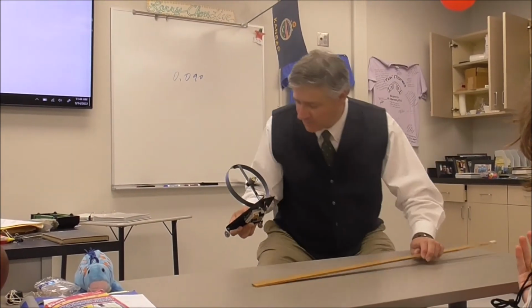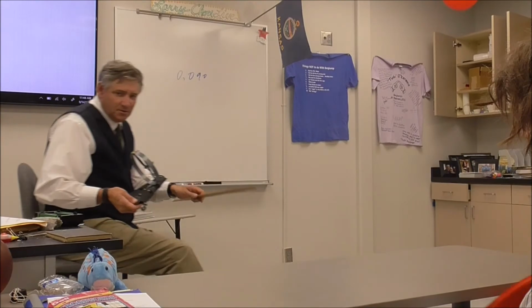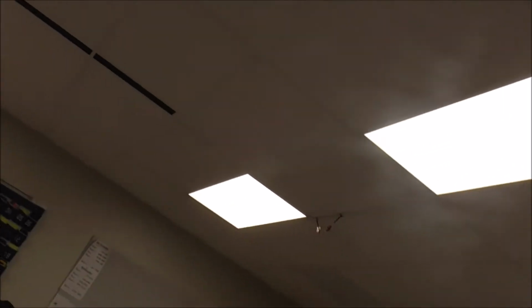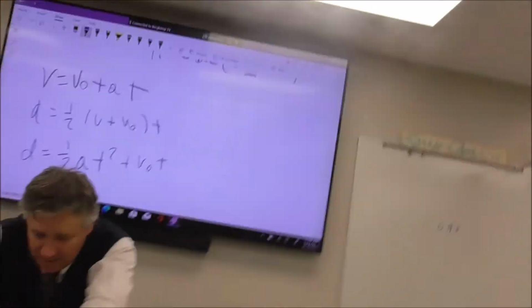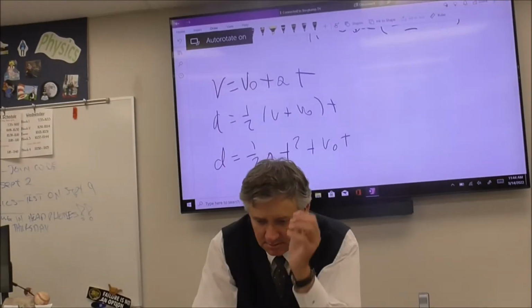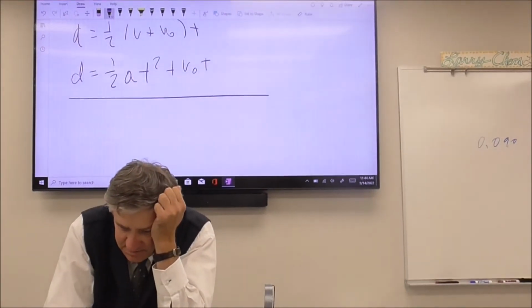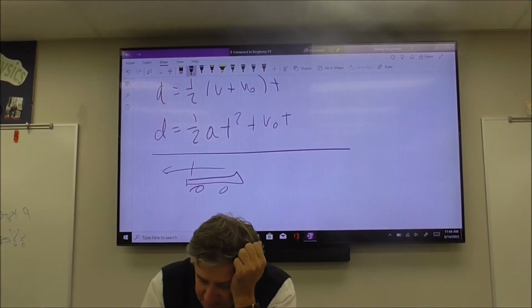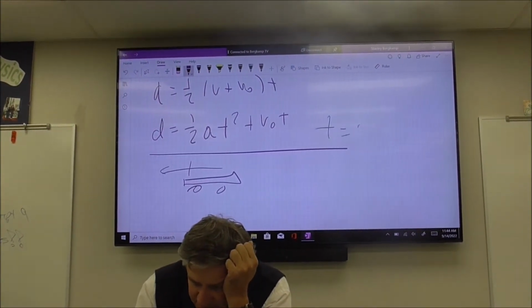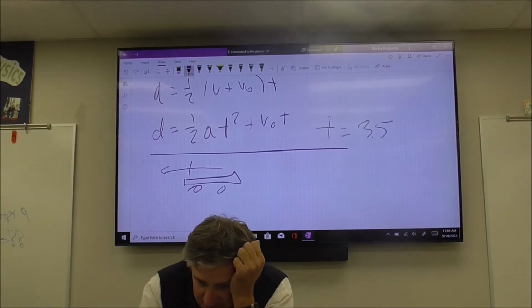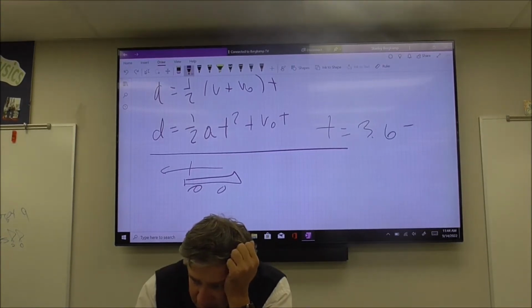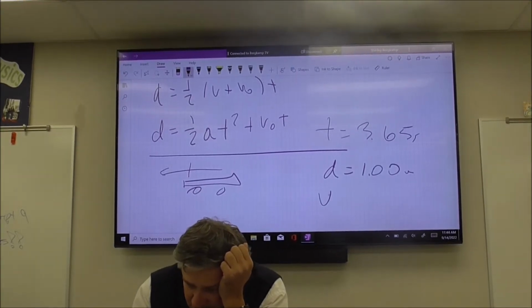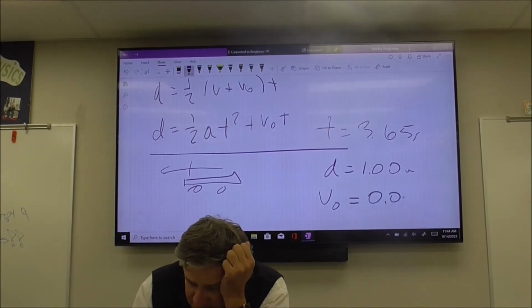What'd you get? 3.65. 3.65 seconds. Okay, so here's what we got. You can move back over now. So we've got a time of... so here's our cart, okay? Boom, took off. And we measured the time to be 3.65 seconds. It traveled 1 meter. We know the initial velocity is 0.